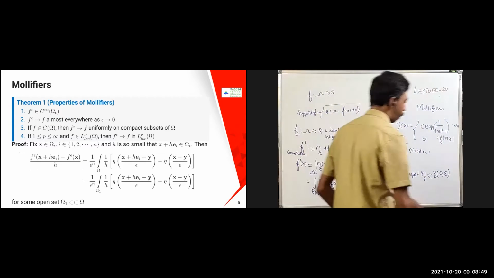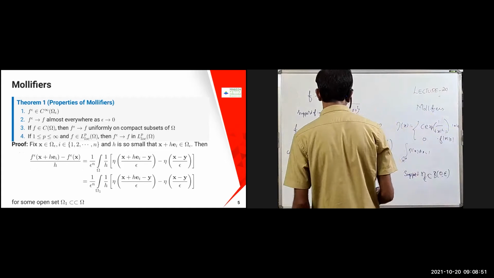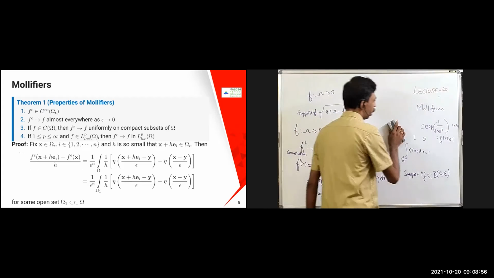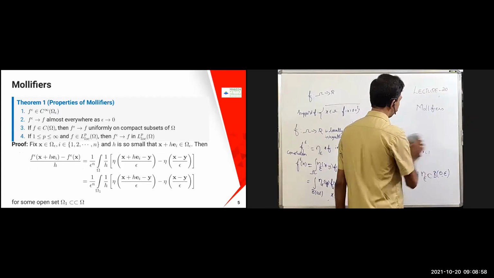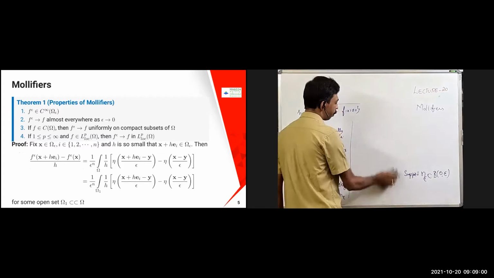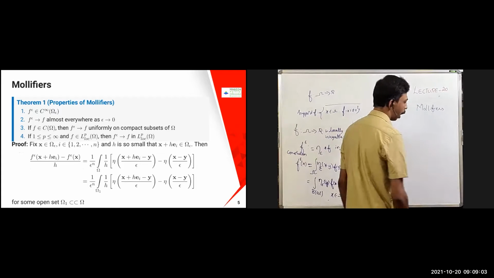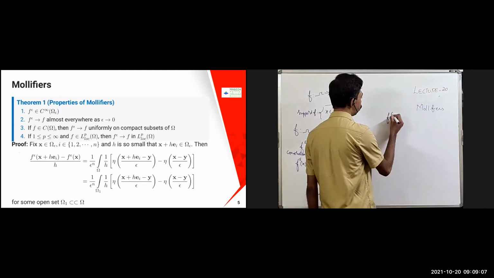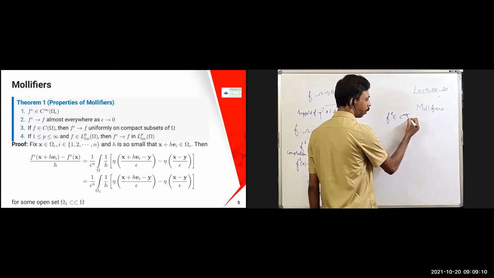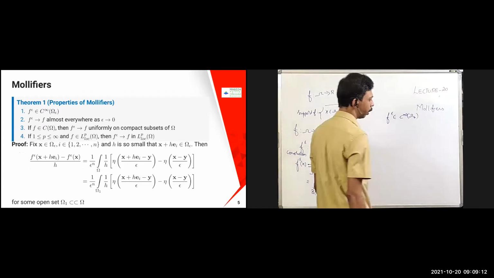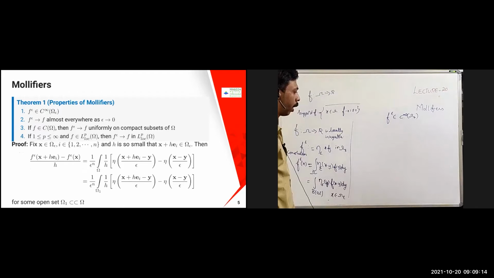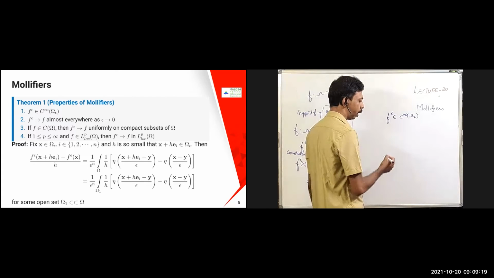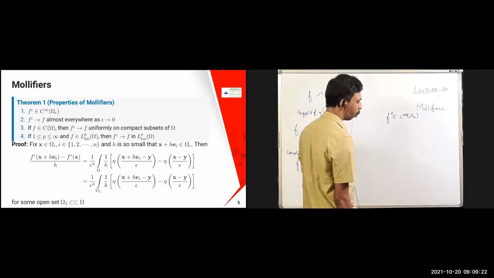Now let us see some of the properties of the modification, the modifiers. We have that eta epsilon is C infinity of R^n, because we already know that. From that we have to prove that f epsilon belongs to C infinity of omega epsilon. We have got to prove that f epsilon belongs to C infinity. Let me prove the first one, then the other properties will also be proved. One or two properties I will just leave to you to prove.